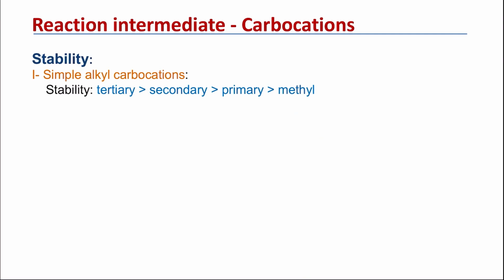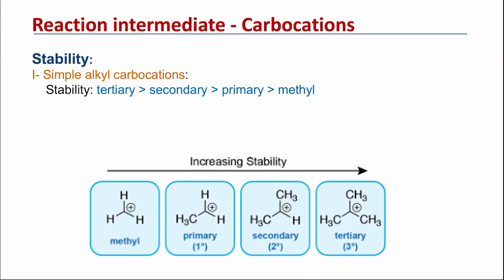The simple alkyl carbocations are carbocations which only have carbons and hydrogens directly attached to the carbon. There are four different types. There is the methyl carbocation, which is the carbon with three hydrogens attached and the positive charge. We have the primary, which has only one R group, the secondary, which has two R groups, and the tertiary, which has three R groups attached to it.